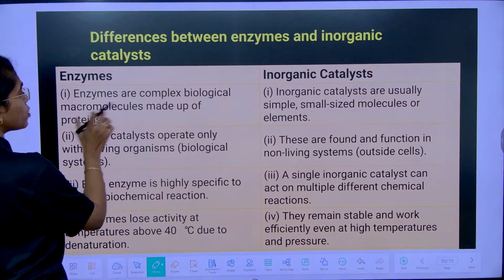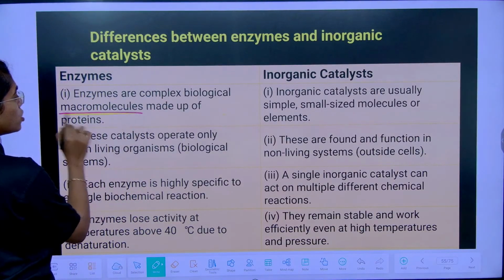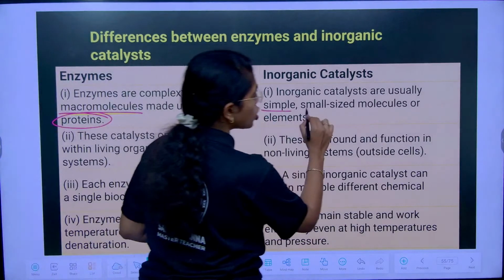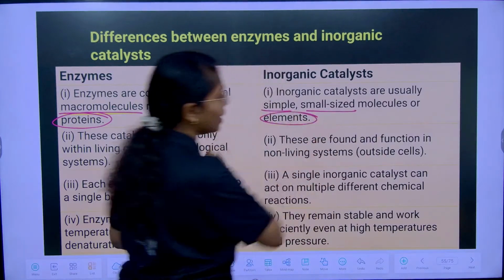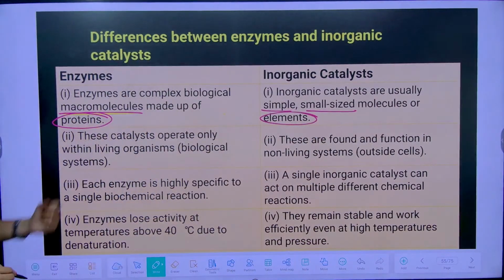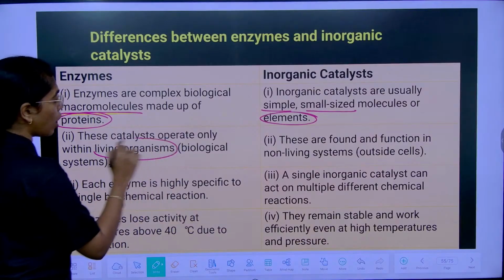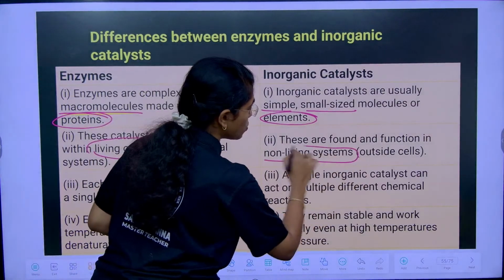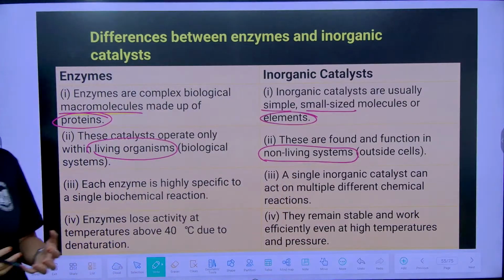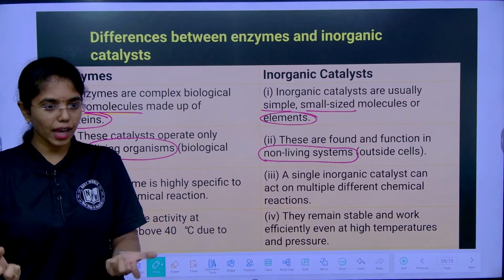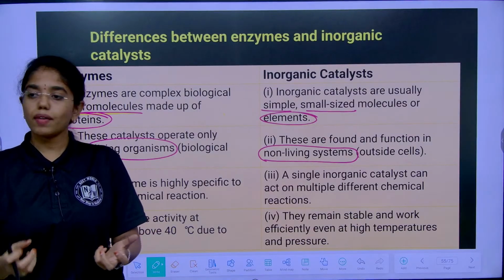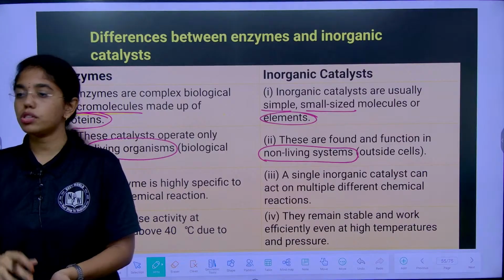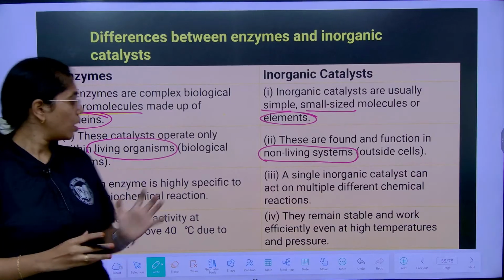So, these are the enzymes, which are complex biological macromolecules of proteinaceous nature. But these are simple, small sized molecules or some elements. These catalysts operate within the living organisms or biological systems. They are found in non-living systems, which means outside the cell. For example, when we are performing any reactions or functions, we need some inorganic catalyst to enhance the reaction rate, which is outside the living system.